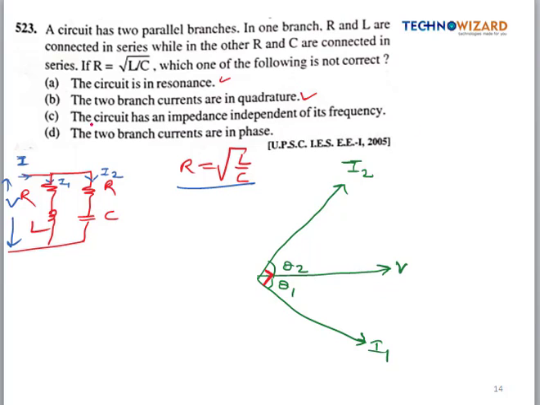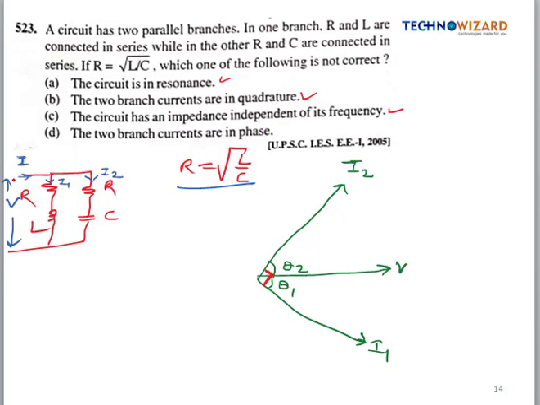Next is, the circuit has an impedance independent of its frequency. So we know that when the circuit is under resonance, the circuit will be purely resistive and the resistance does not depend on the frequency. So this statement is right. The next statement is, the two branch currents are in phase. So this statement is wrong because the two branch currents are in quadrature.